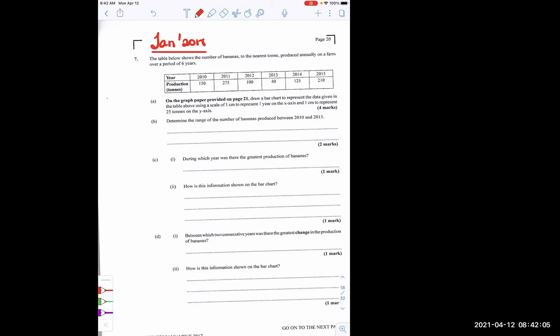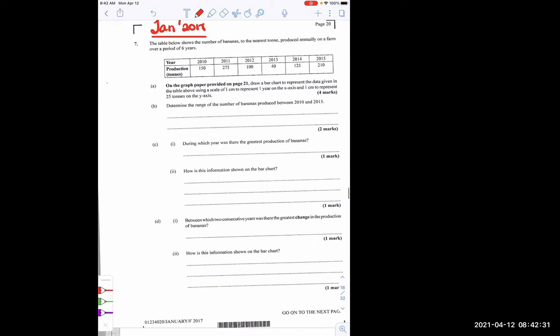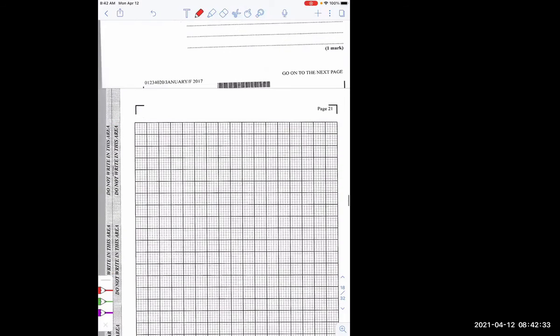On a graph paper provided on page 21, draw a bar chart to represent the data given in the table using a scale of 1 centimeter to represent 1 year on the x-axis and 1 centimeter to represent 25 tons on the y-axis. So get your pencil and your ruler ready, and we're going to the graph page. Those of you who do not have graph paper, I suggest you just use your ruler and your pencil.